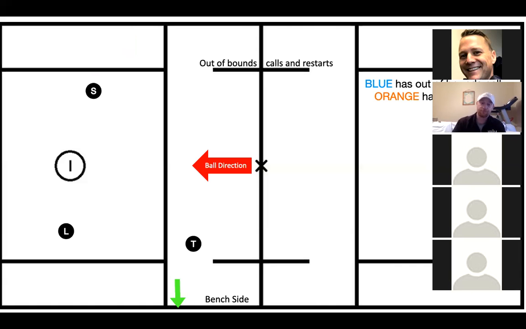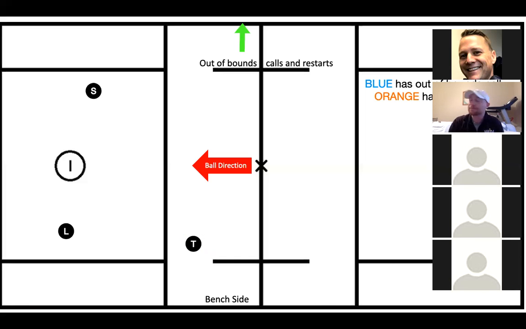What about here? Green area is where the ball goes out of bounds. Who's going to have the out of bounds call and who's going to have the restart? The trail has both. The trail is going to have both. That's exactly right. The trail is going to take all out of bounds calls on that side of the field. What about here? It could be on a shot. It could be on a pass. Same thing as before. The trail is still going to take both of these calls.